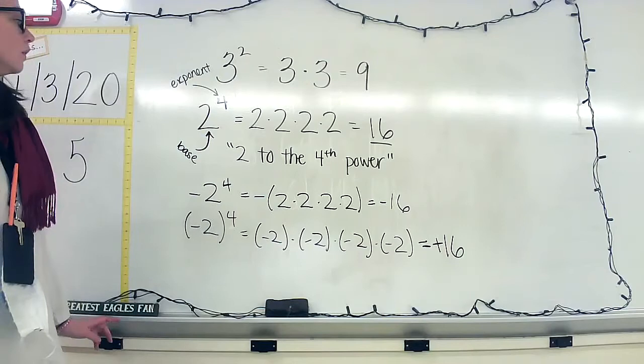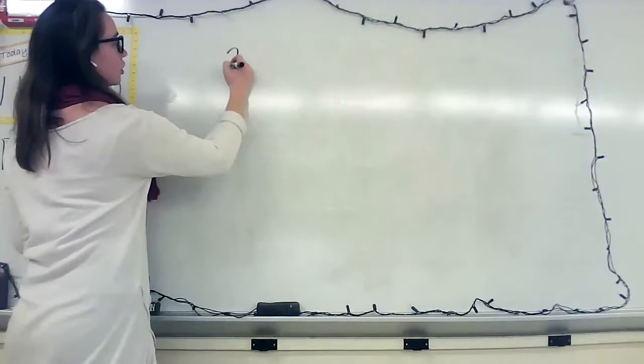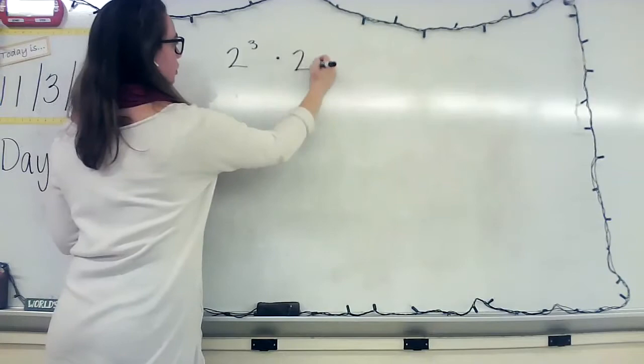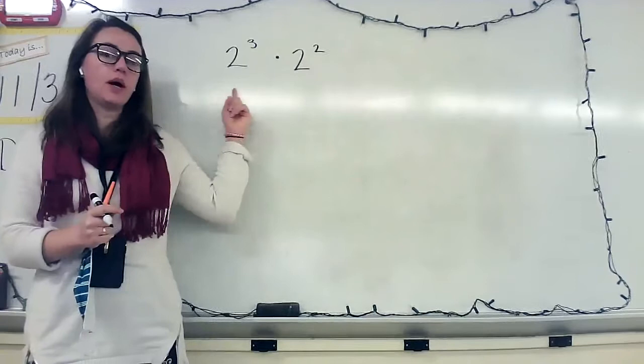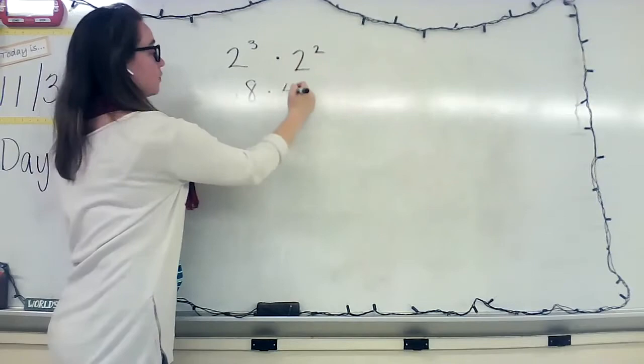The other thing to look at is when we have multiple numbers that each have exponents and how we can simplify these expressions. 2 cubed, or 2 to the 3rd power, times 2 squared. Order of operations tells me that I would do exponents first and then multiply. So I could do 2 cubed, 2 times 2 is 4, 4 times 2 is 8. I can do 2 squared, that's going to be 4. Then I would do 8 times 4 and get 32.